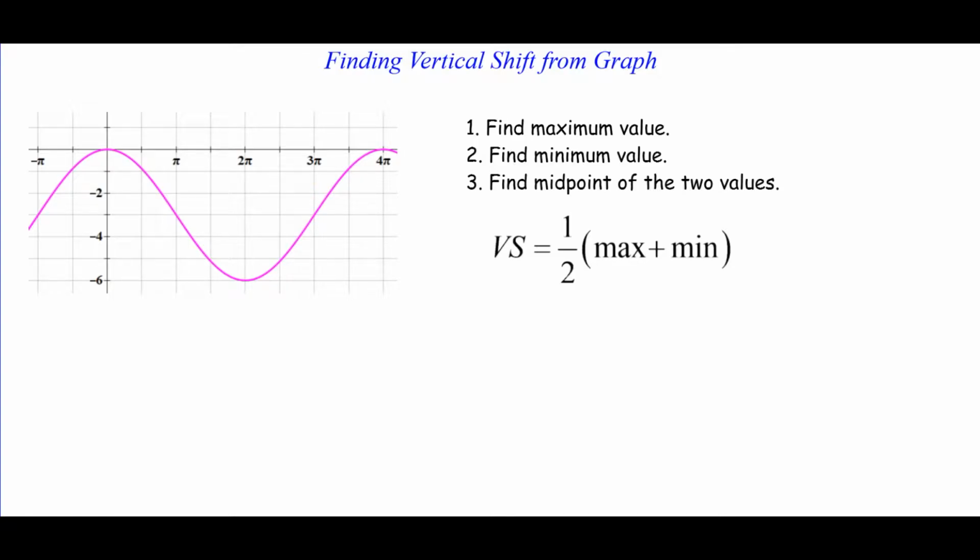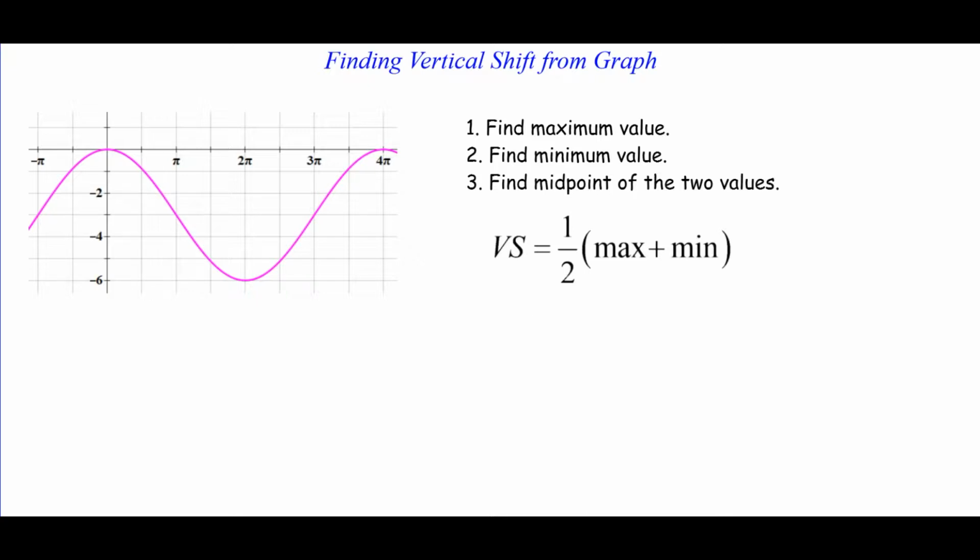In this video, we're going to look at writing equations of sine and cosine curves. So the first thing that we need to be able to do is to identify the vertical shift and the phase shift from the graph. We talked before about finding period and amplitude from the graph, so we'll incorporate that back in a minute. But let's talk for a minute about finding the vertical shift.